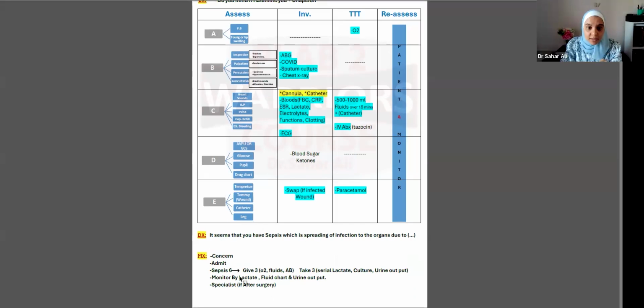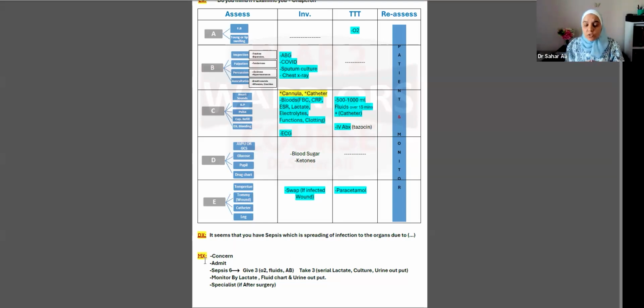Can I just complete the management and then I'll answer your questions? Then you tell the patient it seems that you have something called sepsis, which is spreading of infection to your organs. You have a chest infection. Most probably this chest infection spread to the organs. It's quite a serious condition, but don't worry, we are going to treat that. Do you have any concerns before we tell you what will happen?